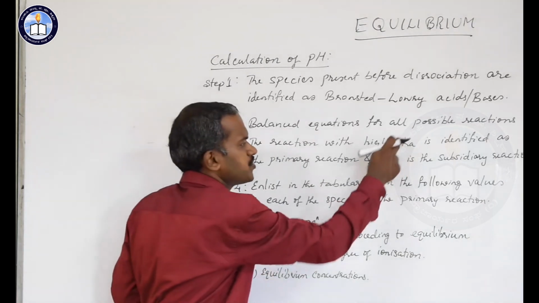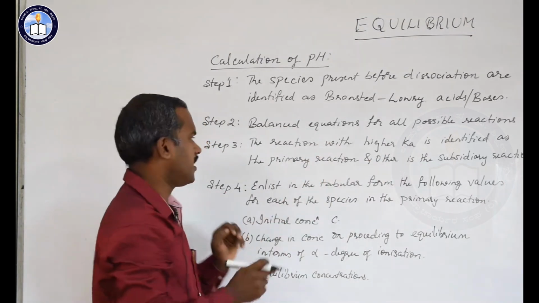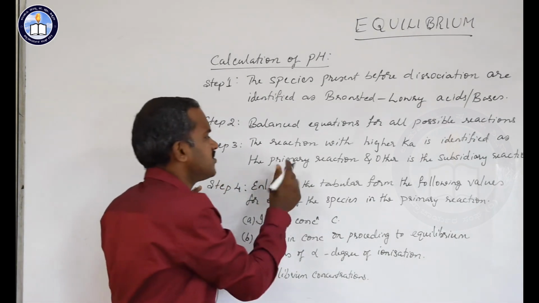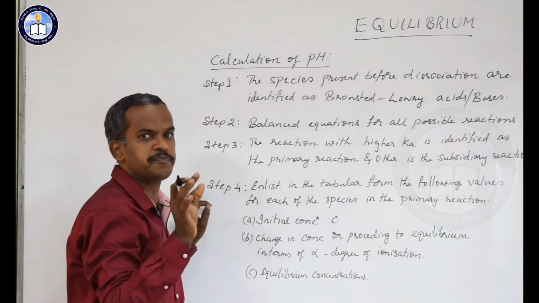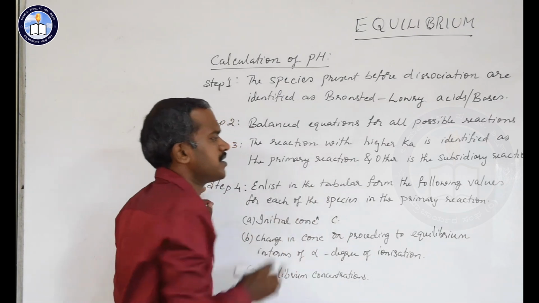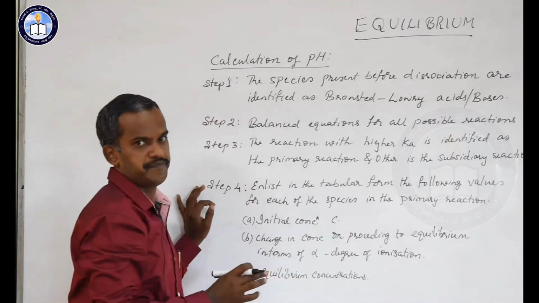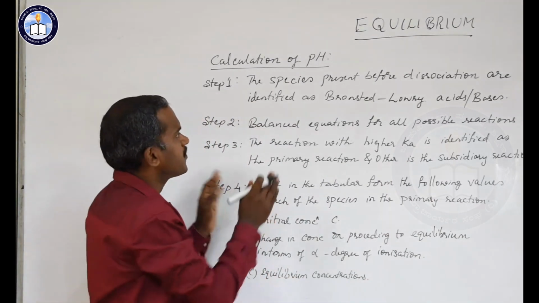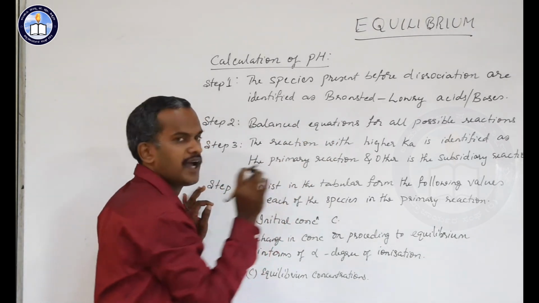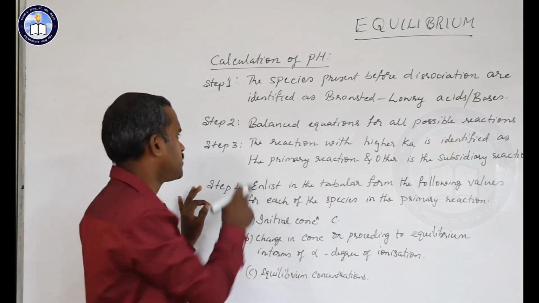You know what is Ka? Dissociation constant of a weak acid. So among that, which has got a higher Ka, that you have to identify, and that equation where the Ka value is higher is considered as a primary reaction. That means it is a principal reaction, it is a main reaction. So where the Ka value is higher, that is considered as a primary reaction, and the remaining one is considered as a subsidiary reaction. So first identify which is acid and base, then write the balanced equations, then as per the Ka values, consider which is a primary reaction and which is a subsidiary reaction. That is step 3.